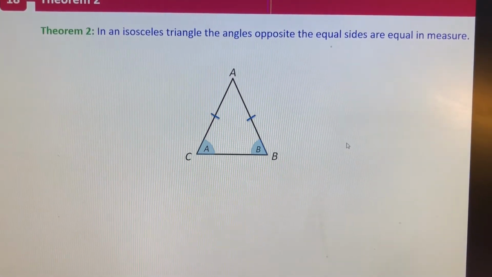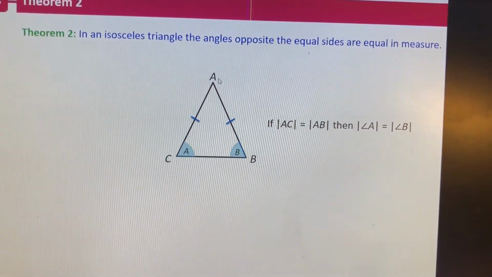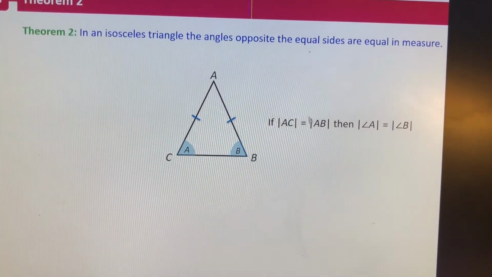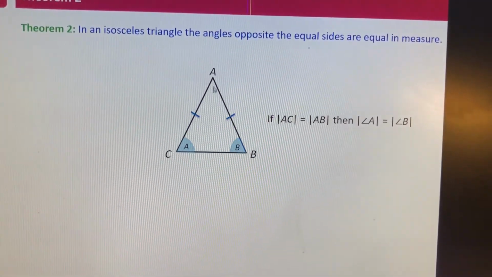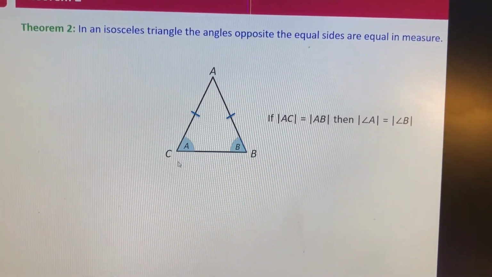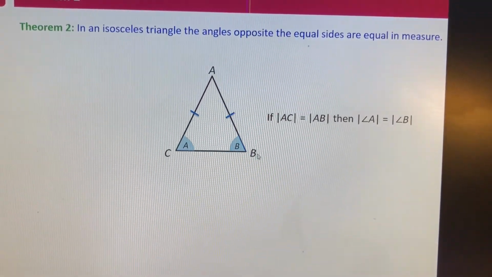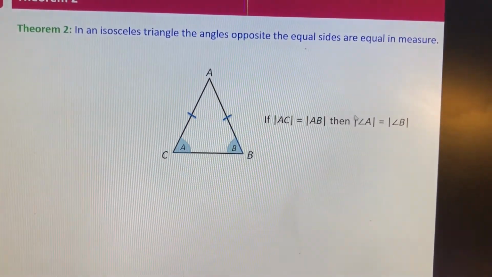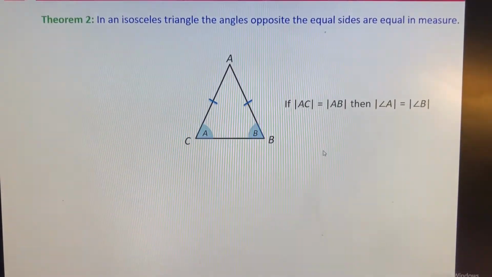We can call them angle A, angle B. And the theorem tells us that if this side length, now remember these two lines means the distance between. So the distance between A and C means the measurement of this side AC. If that is equal to the measurement of the side AB, then the two angles at the bottom, this one and this one, they must also be equal too.